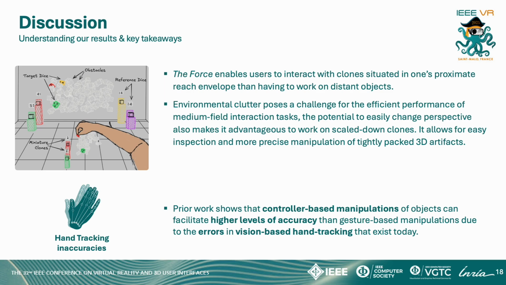With these results, there are some conclusions that we were able to draw. It seems as though the value of the force stems from participants being able to perform fine motor interactions on clones since they're situated in their proximate reach envelope, as opposed to having to work with objects in the distance, which naturally involve reduced visual acuity. One of the limitations to note with the force and gaze plus pinch is the presence of tracking error in vision-based hand tracking that exists today, which we believe led to higher orientational errors in both these techniques.